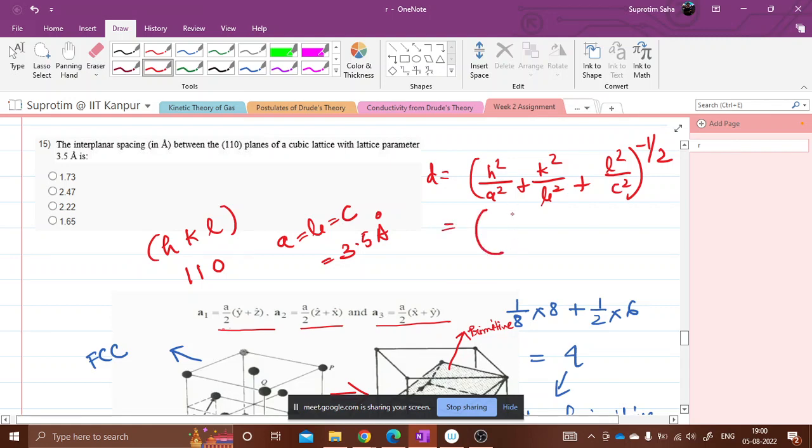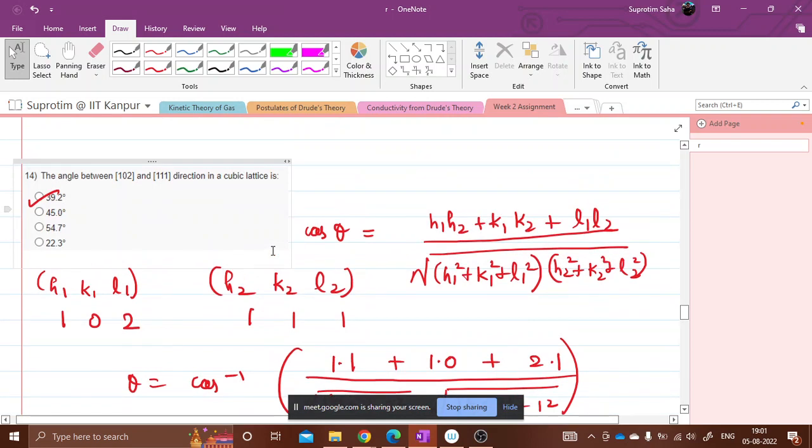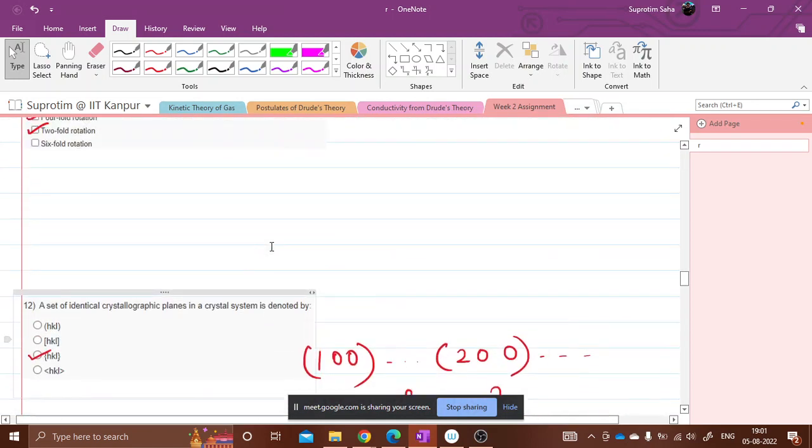So this is 1 squared plus 1 squared plus 0 squared over A squared, and this is A by root 2, right? So 3.5 angstrom by root 2 will give you a value of 2.47. So this was also very simple. Alright, so we are done with the problems that were given in week 2.